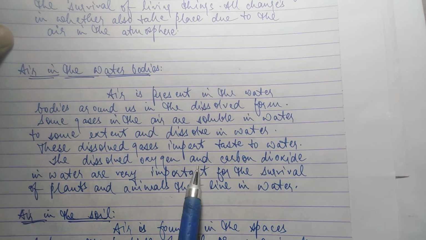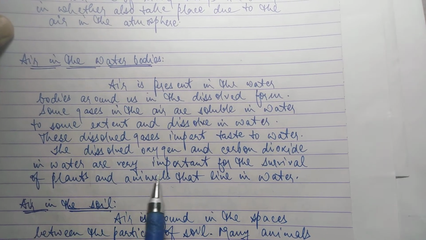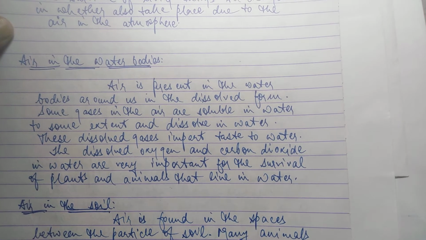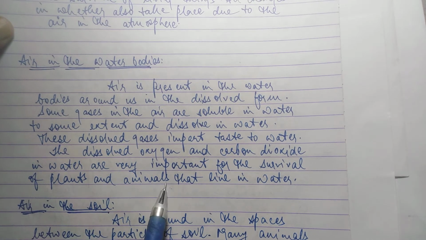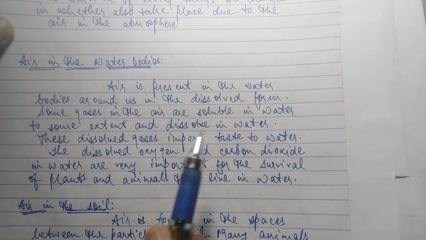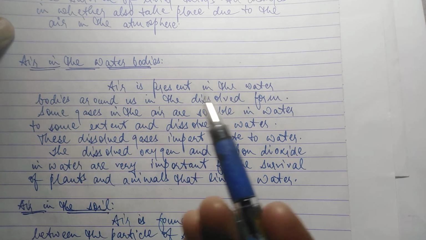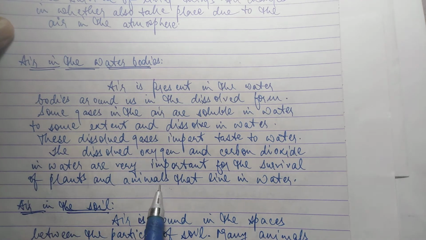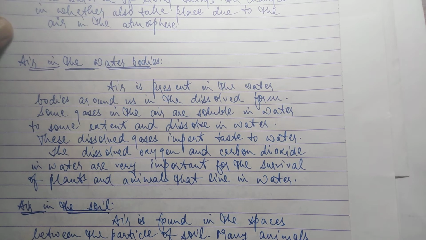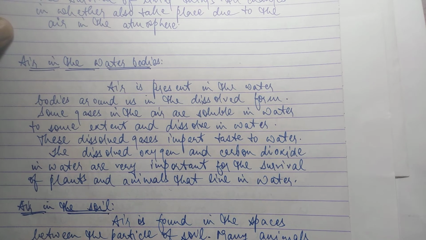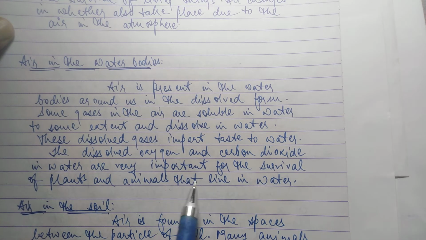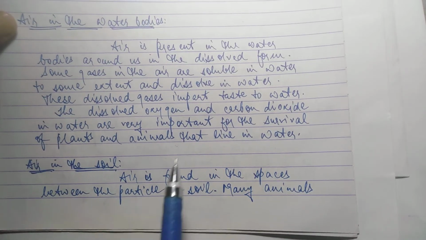The dissolved oxygen and carbon dioxide in water are very important for the survival of the plants and animals that live in water. For fishes and other animals, oxygen is important in the water. The dissolved oxygen and carbon dioxide in water are very important for the survival of the plants and animals that live in water. Both are important for both of them.